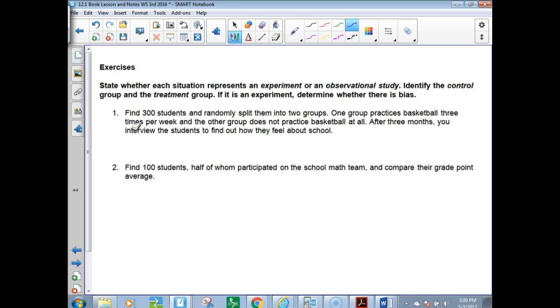All right, we're going to try a couple now. State whether each situation represents an experiment or an observational study. We're going to identify the control group and the treatment group. And if it's an experiment, we're going to determine whether it is biased. Find 300 students and randomly split them into 2 groups. All right, got 2 groups. One group practices basketball 3 times per week, and the other group does not practice basketball at all.